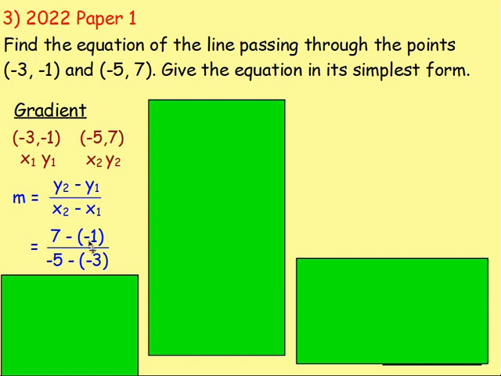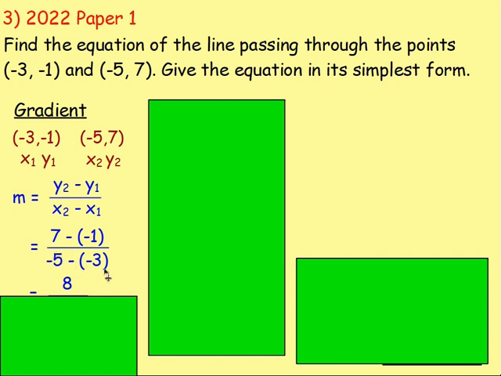This then, if you take away a negative, that would become plus. So it becomes 7 plus 1, which is 8. And -5 take away -3, be careful with the negatives. You're starting at -5 on a number line. First number shows you where you start. If you take away a negative, well, two negatives make a positive, so it'll become plus 3. So start at -5 on a number line, and then add on 3.